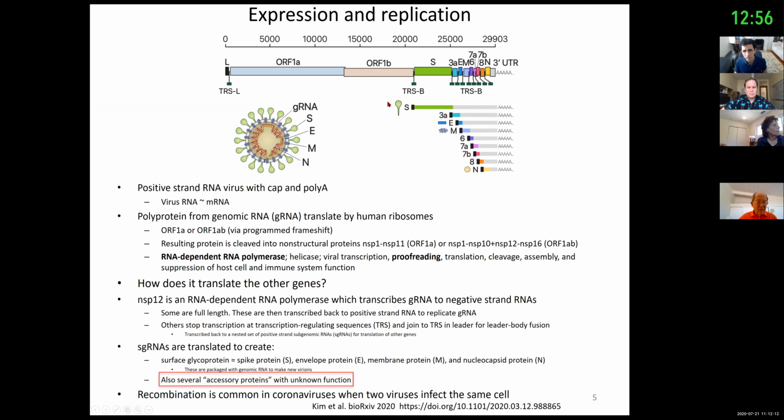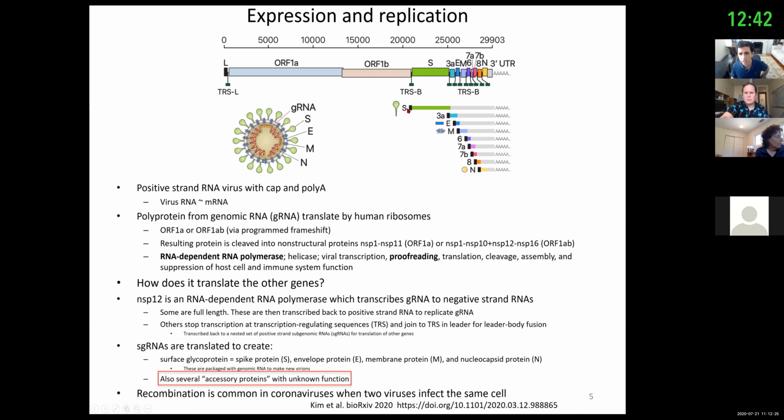there's a lot of ambiguity in the genome. So you know that the genome basically produces both this giant RNA that is the first to be translated.